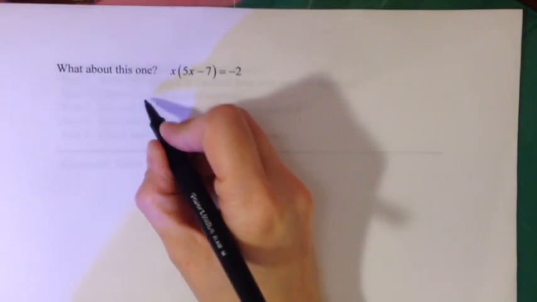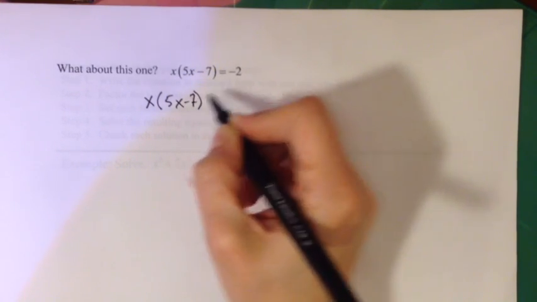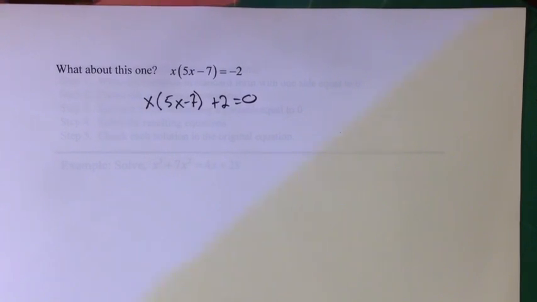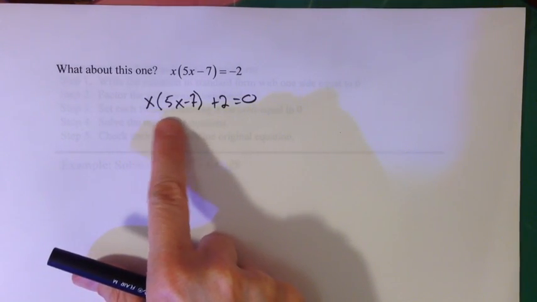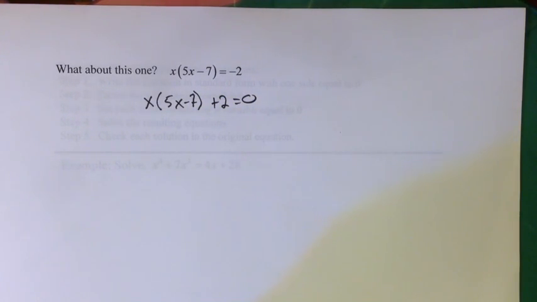We can do that by adding a 2 to both sides, so that I have x times 5x minus 7 plus 2 equals 0. Unfortunately, now this isn't factored. Now I don't have one thing multiplied by another thing equals 0. In order to fix that, I'm going to need to distribute this x, combine like terms, and then see if I can factor it. So let's go ahead and get started on that.